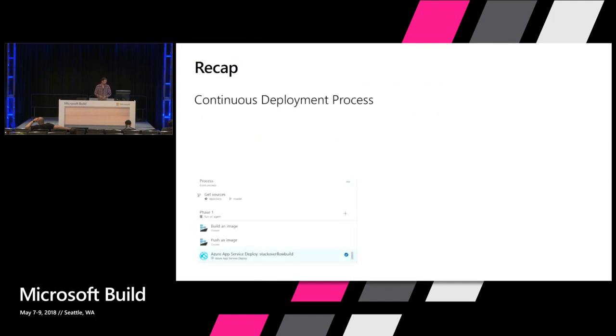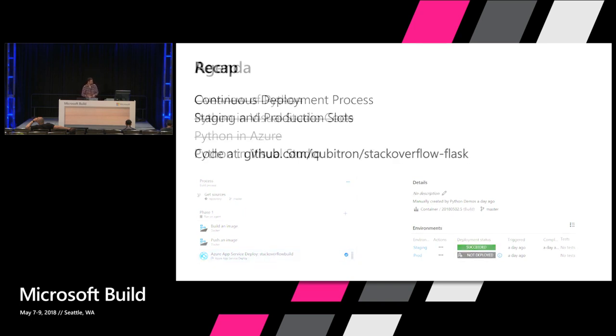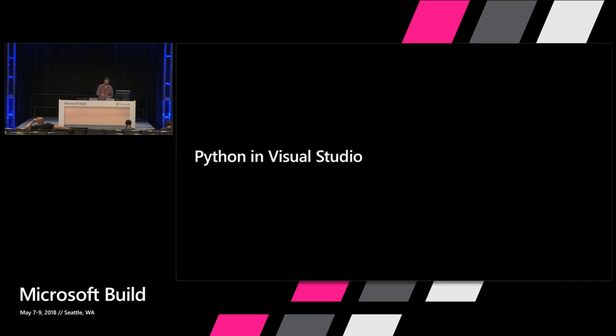So quick recap, you could set up a continuous deployment process with VSTS by creating a VSTS account, and then you can set up those staging and production slots. All right, so we're through the Python and Azure section of the talk. Now let's go and take a look at Python and Visual Studio.